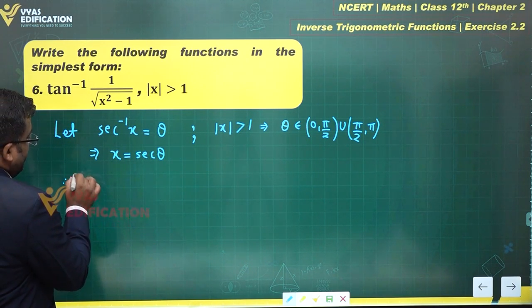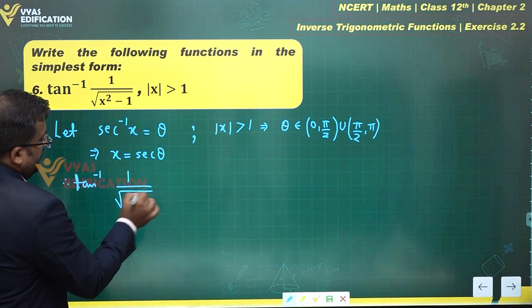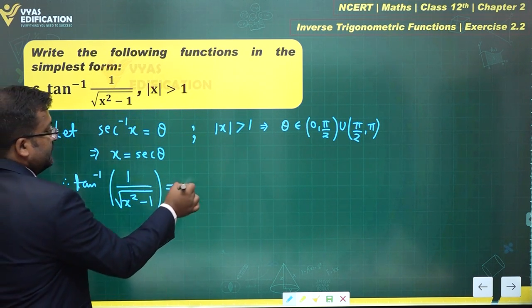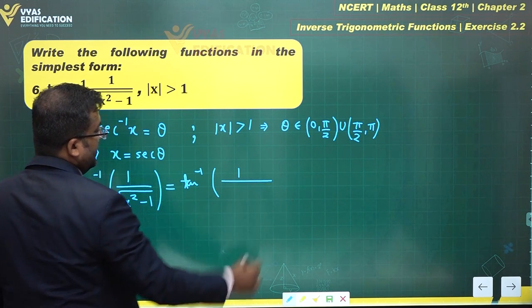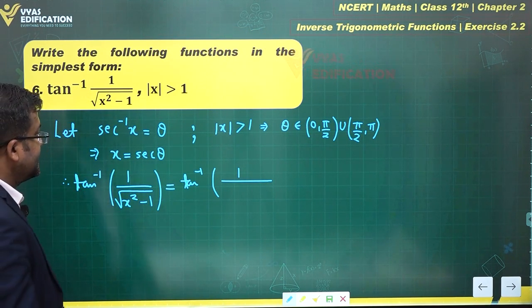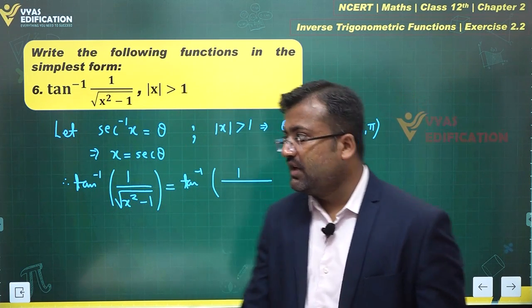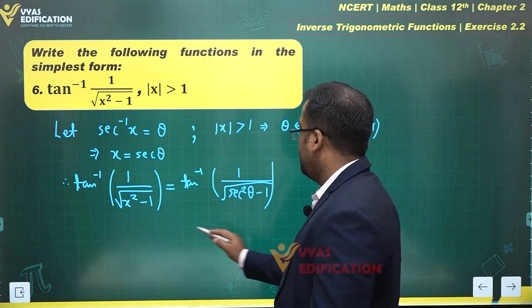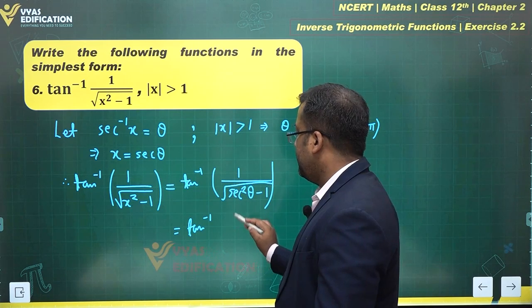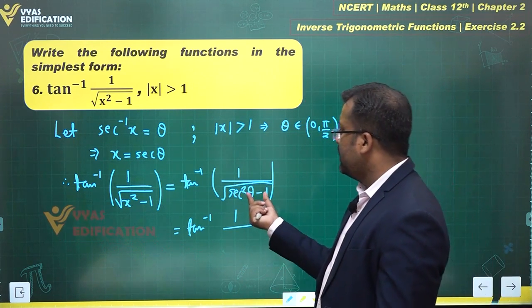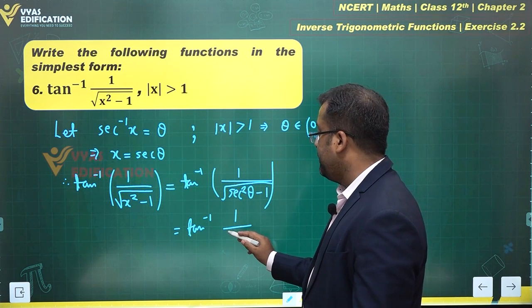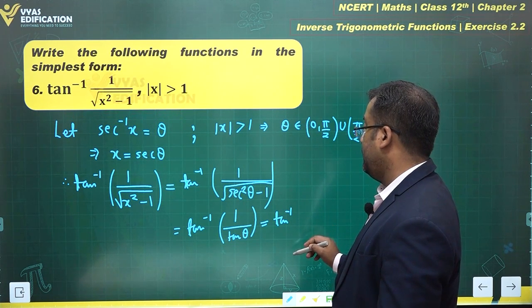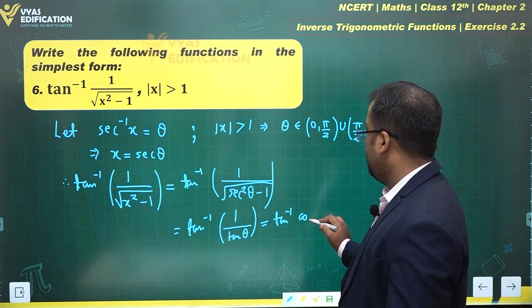Therefore, let's take a look at tan inverse of 1 over under root of x square minus 1. What is this equal to? Let's substitute the value of x. What is x? x is sec theta. This becomes sec square theta minus 1 under root. Tan inverse 1 over, what is this? Sec square theta minus 1 is tan square theta, and under root of tan square theta will be tan theta. So this becomes tan inverse of 1 upon tan theta, or tan inverse of cot theta.